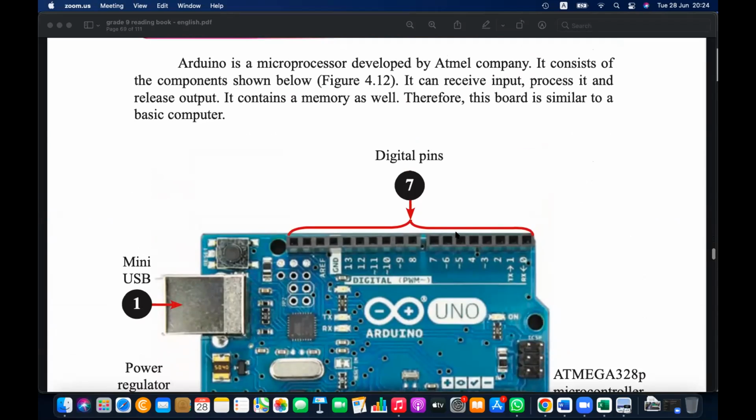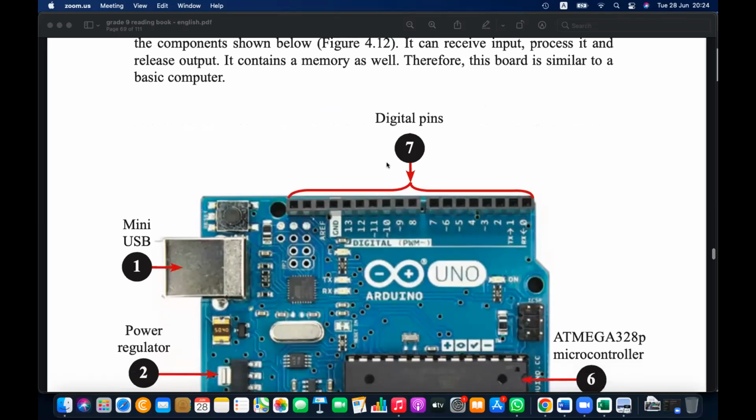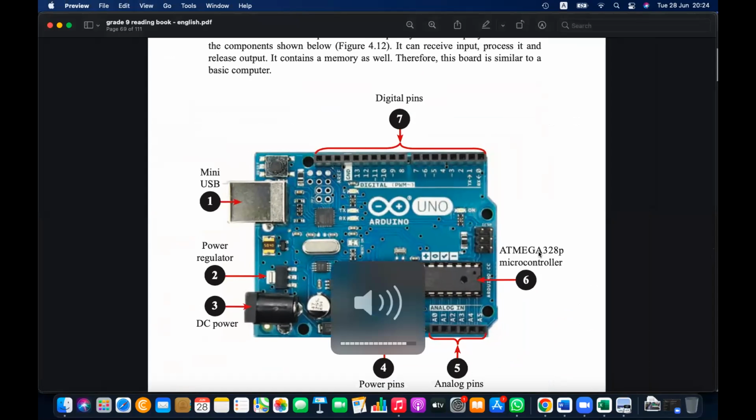Arduino was developed by a company called Atmel. They developed the Arduino board, and the Arduino board is open source. If something is open source, what can you do with that? We can do whatever we want. Whatever we want means you can develop another board using this board.